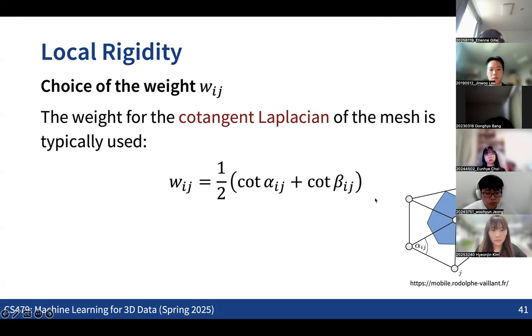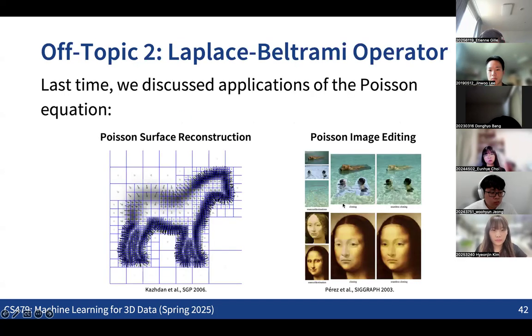So it looks like a very random number, right? Why are we taking the angles opposite to the edges and taking the cotangent of those? This is a very typical choice for the weights. It doesn't need to be this weight. But let me briefly get into why we consider these numbers here. The basic idea is that we discussed the Poisson idea in the previous lecture.